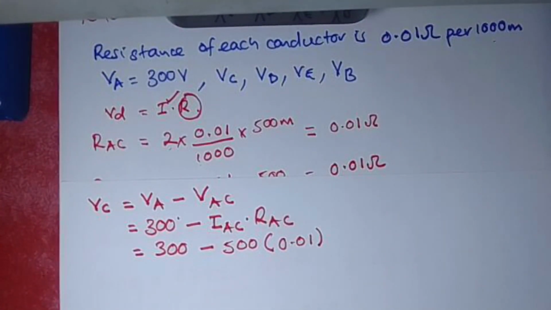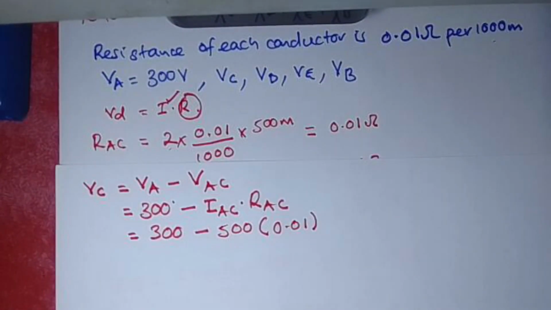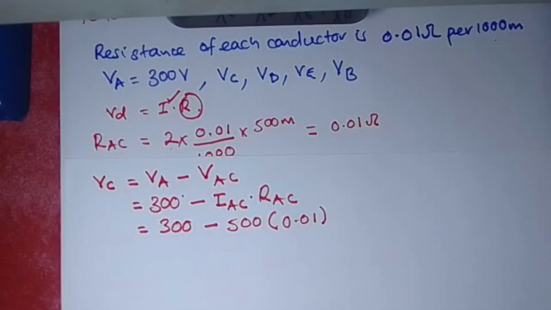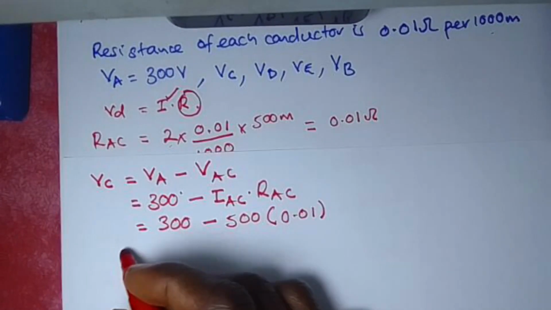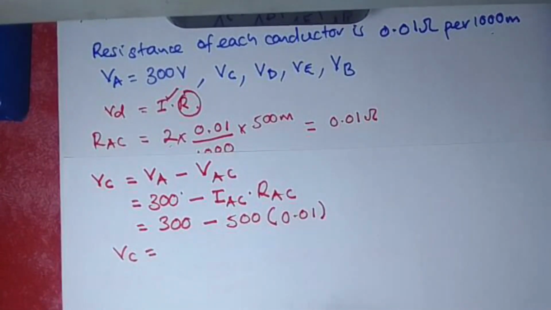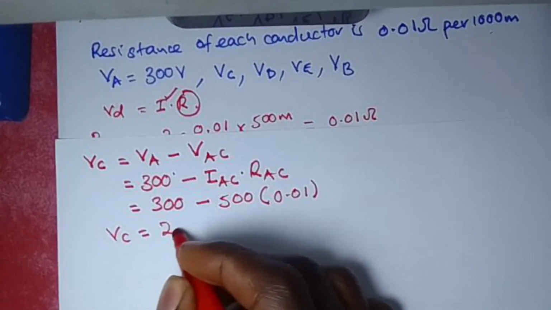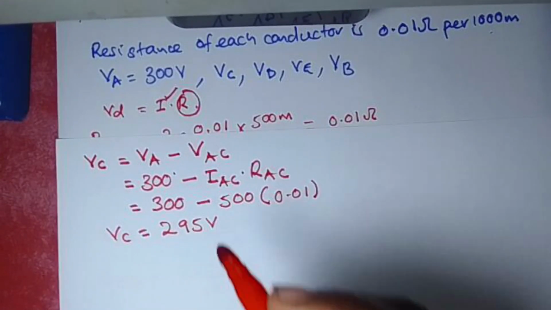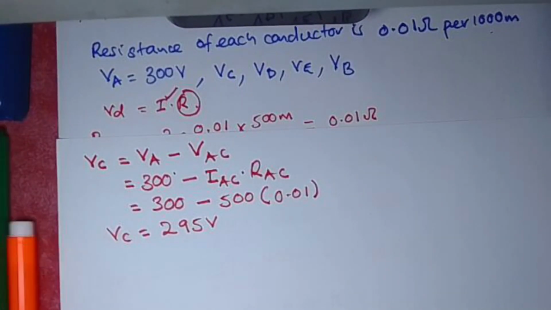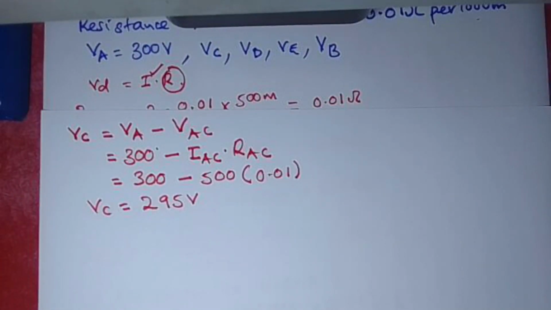So pressing that into the calculator, we are able to get 300 minus 500 times 0.01. So that is giving me a total voltage of 295. So the voltage V at point C is going to be equal to 295 volts. So similarly, we can calculate for the voltage drops along the entire section in that same way.